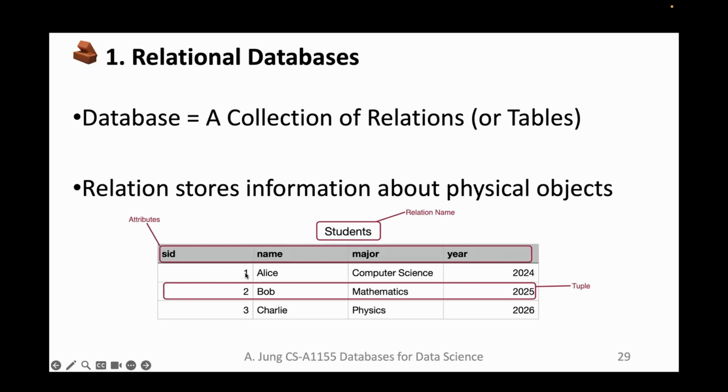This is called a tuple, one such row of a relation, and for each tuple we have different attributes. Like in this here we have a student ID, name, major, and year.